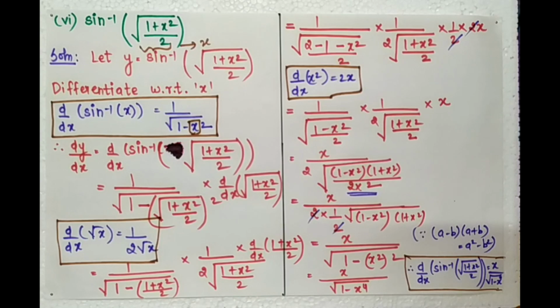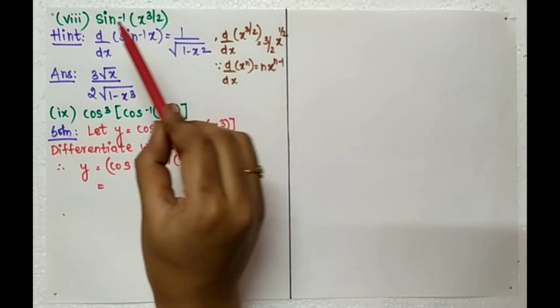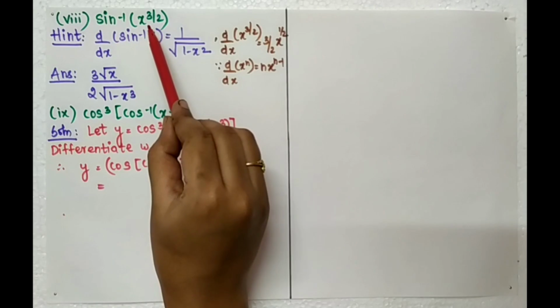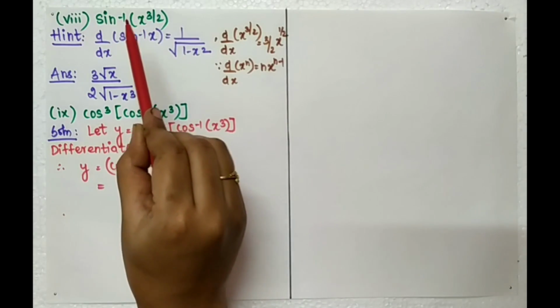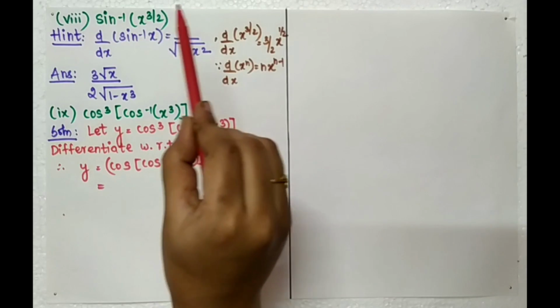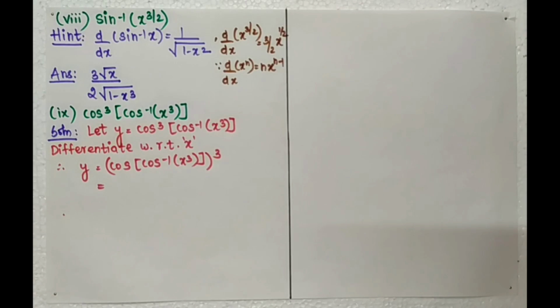Okay, now it is clear for you. So now we can move on to question number 8, which is similar to this. See question number 8. We have sine inverse of x raised to 3 by 2. In place of x, they have given you x raised to 3 by 2. See, this question you have to solve yourself. This is a task for you. I have given you the hint.